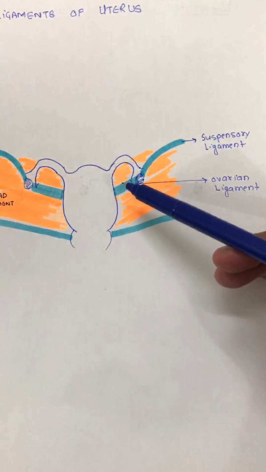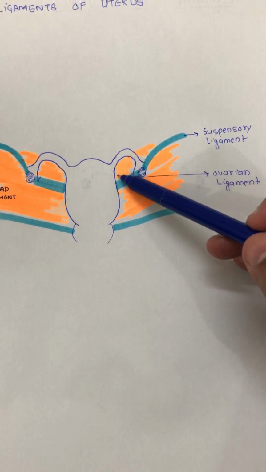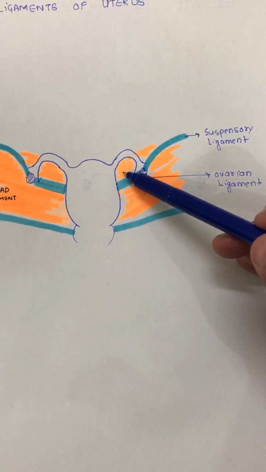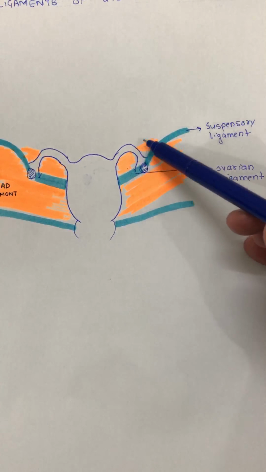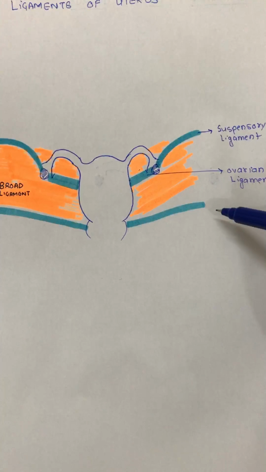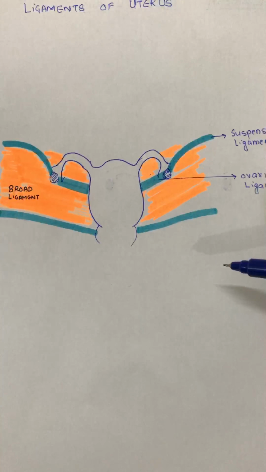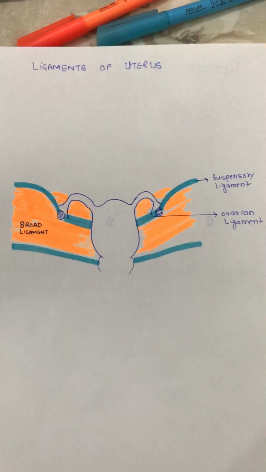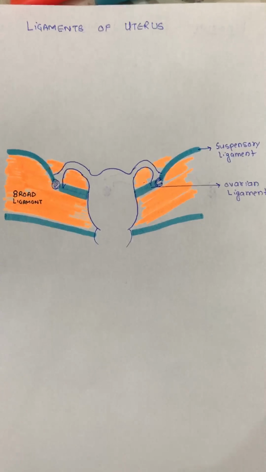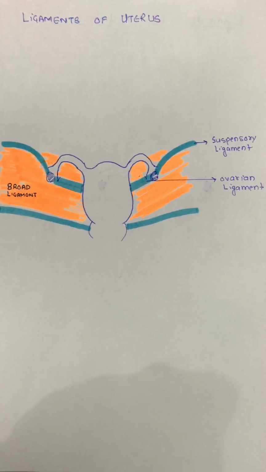The round ligament basically originates at the uterine horns and then exits the pelvis via the deep inguinal ring and passes through the inguinal canal and continues on the labia majora. The only thing to remember about the round ligament is that it is the ligament of the uterus that passes through the inguinal canal.